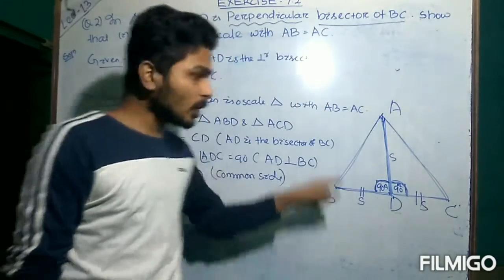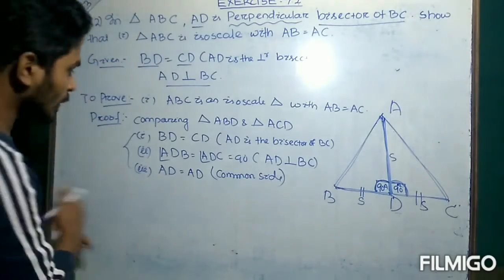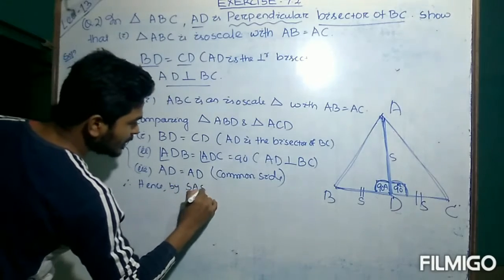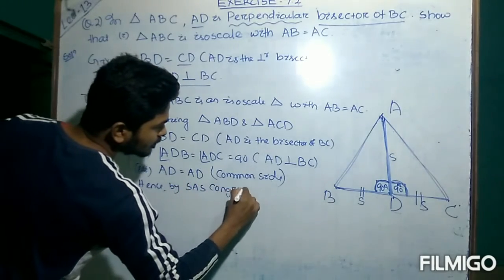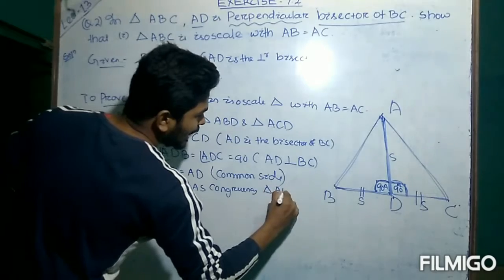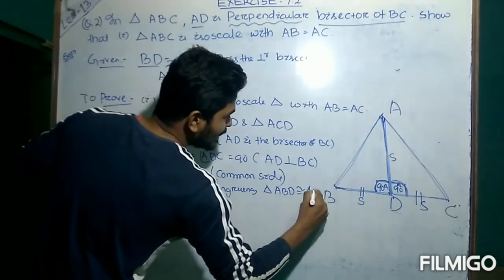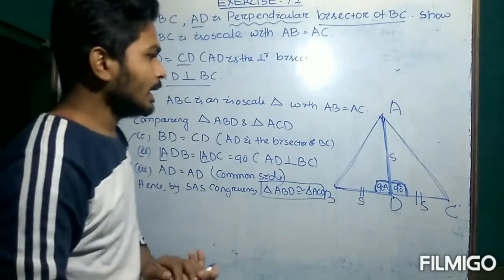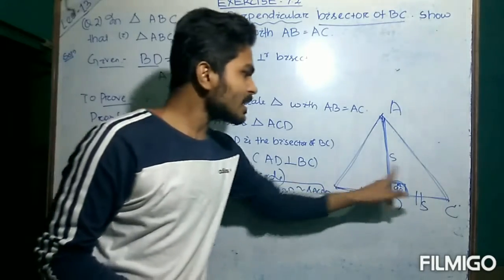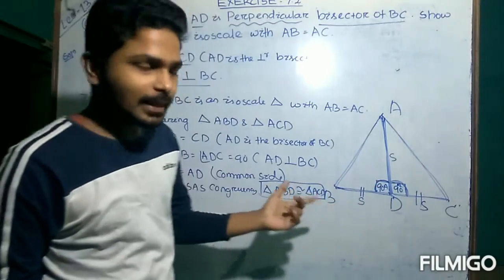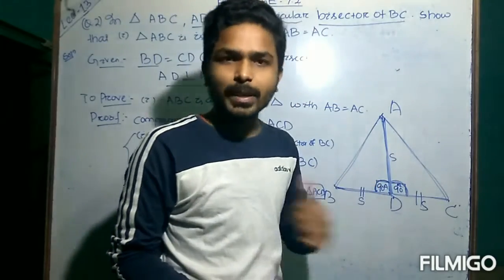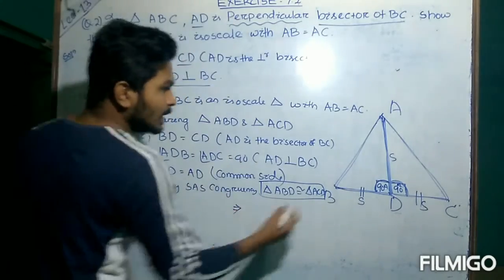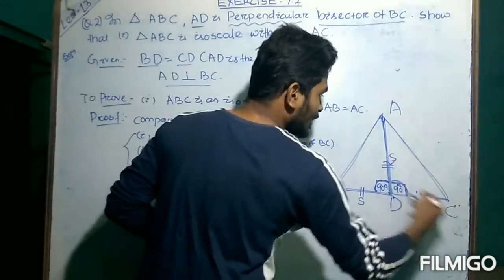So by SAS criterion of congruency, these two triangles become congruent. Hence, by SAS congruency, triangle ABD is congruent to triangle ACD. Now we have proved that these two small triangles are congruent. If two triangles are congruent, then their corresponding parts, that means their corresponding sides and corresponding angles, must be equal according to axiom 7.2. So here also, this small triangle is congruent to this small triangle.